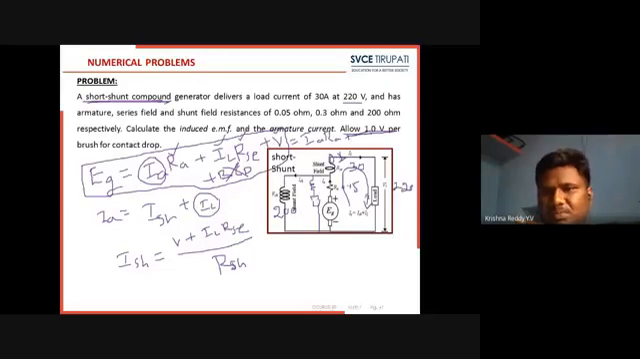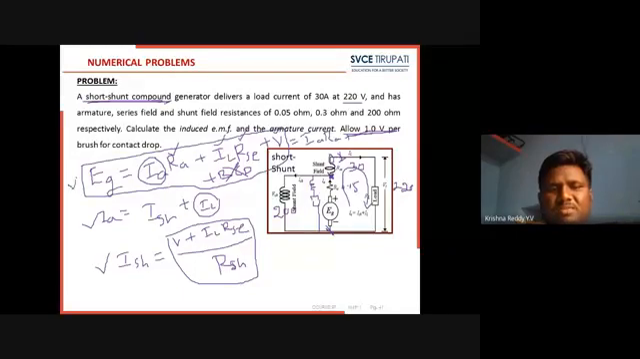The series field winding is parallel. Look here, this point, this point. It is IL into RSC plus V divided by RSS. Here we know all the values: voltage, IL, RSC, RSS. Then we can calculate the ISS value. After calculating the ISS value, we can get the armature current. When we get the armature current, we can easily calculate the induced EMF voltage.